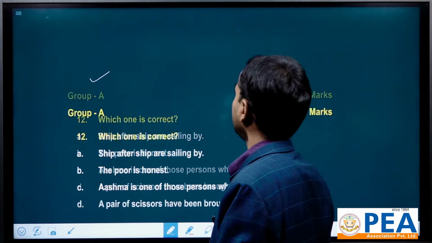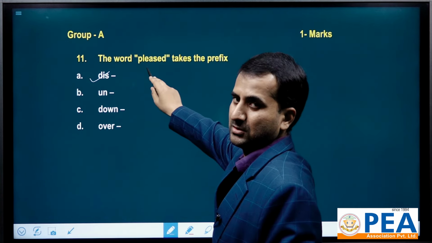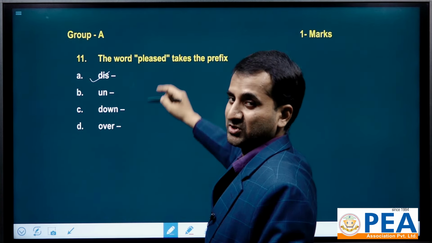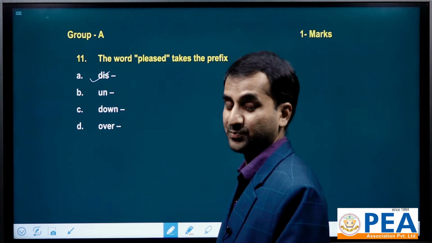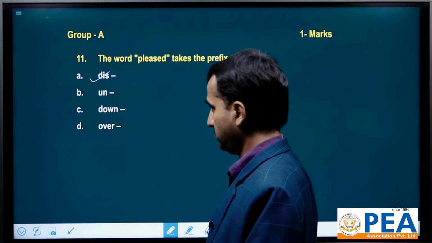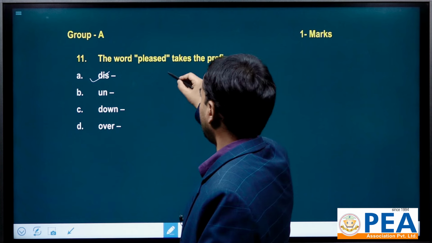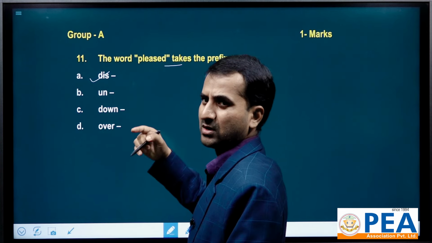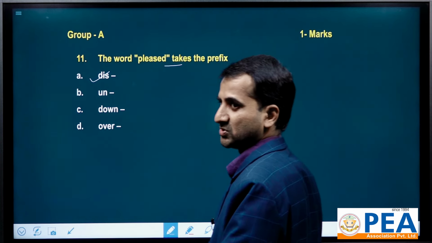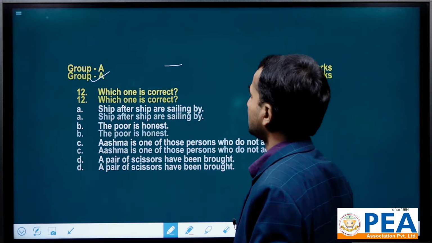Now we take this one. Basically this question was from the chapter parts of speech. You study that one, prefix, affix, prefix and suffix. Prefix and suffix, and that is a part called in your book. It is written parts of speech. Now the last one, number 12.